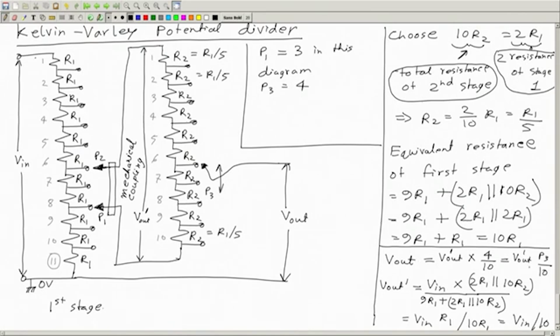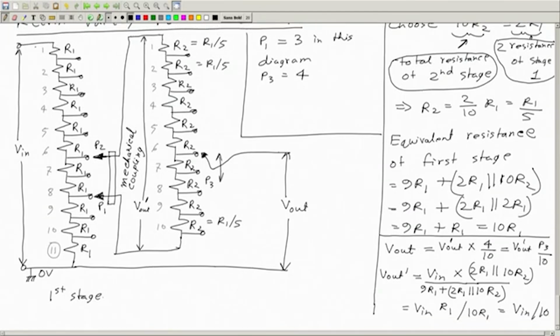Then I have made a small mistake. So let me first call this potential. I have made a small mistake in here. So let me call this potential V out double prime, and this should be V out double prime. So V out double prime is this voltage V out prime multiplied by this 4 by 10. So this was not V out. That's the first stage. This is the second stage.